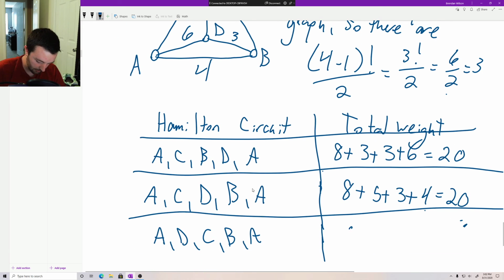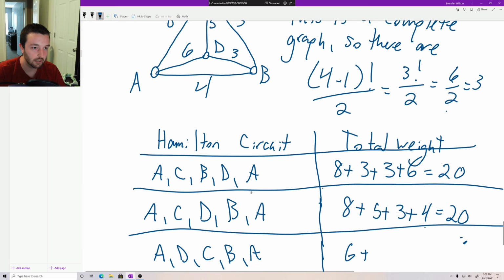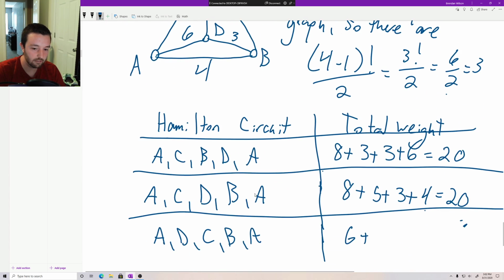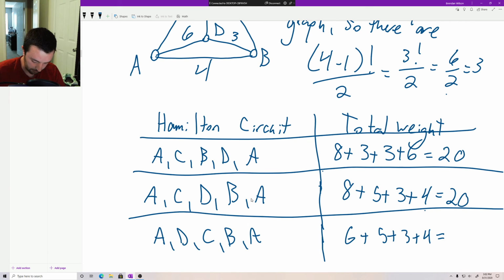Let's add up the weights. 6 plus 5, plus BC is 3, plus 4. So 6 plus 5 is 11, plus 3 is 14, plus 4 is 18. So yeah, this is definitely different because we get a different number here. So these would be all three of them.